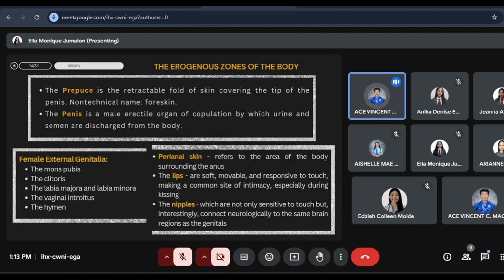And next is the penis. It is a male erectile organ of copulation by which urine and semen are discharged from the body. The penis plays a dual role in both reproduction and urination.